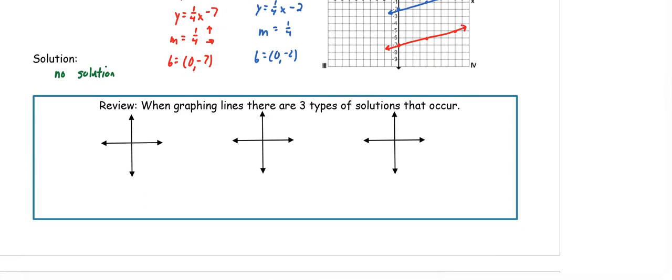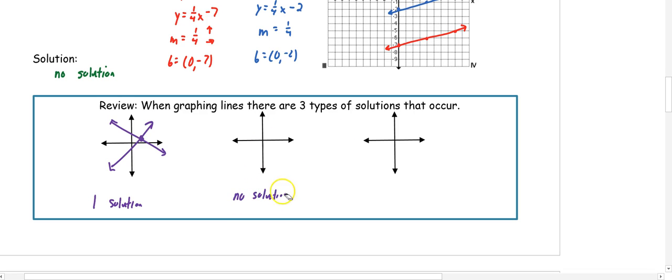So as a quick review, remember that there's 3 things that can happen when we're graphing. So we can get one solution, which is when our lines are intersecting somewhere. We can get no solutions if we have parallel lines. And we can get infinitely many solutions if the lines are overlapping.